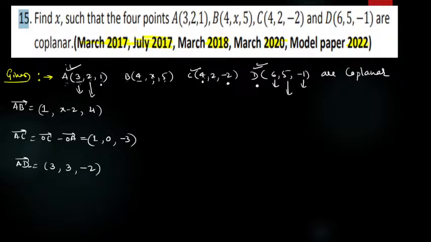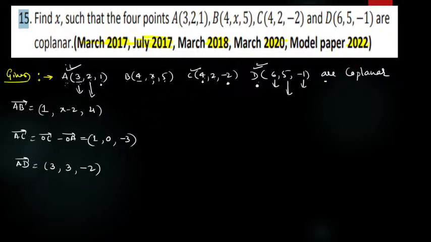Once again you check out. AD means go with D minus A. 6 minus 3 is 3. 5 minus 2 is 3. Again, minus 1 minus 1. Minus 1 minus of 1 is minus 2. Okay, so now you got the three vectors.